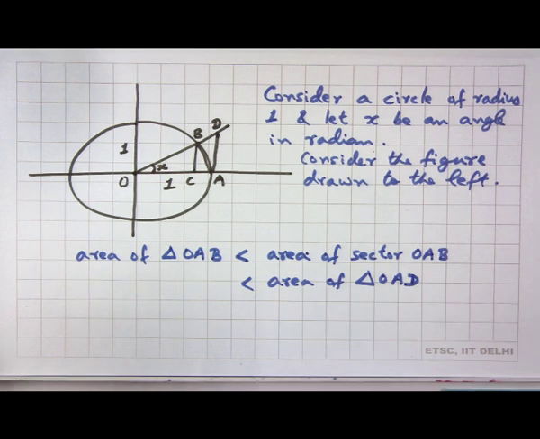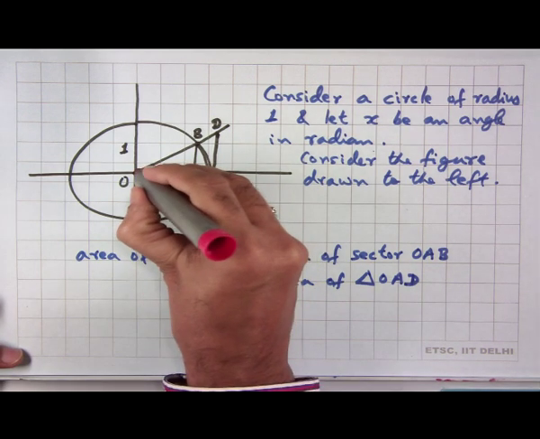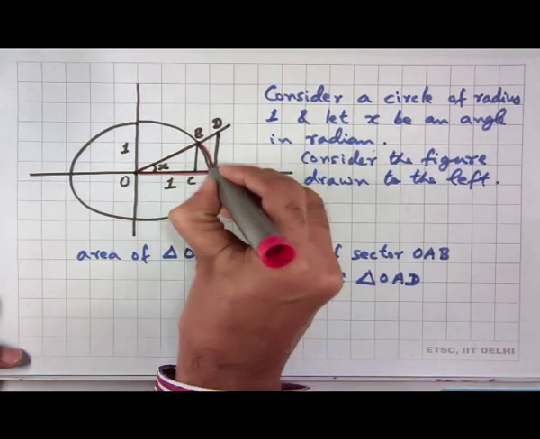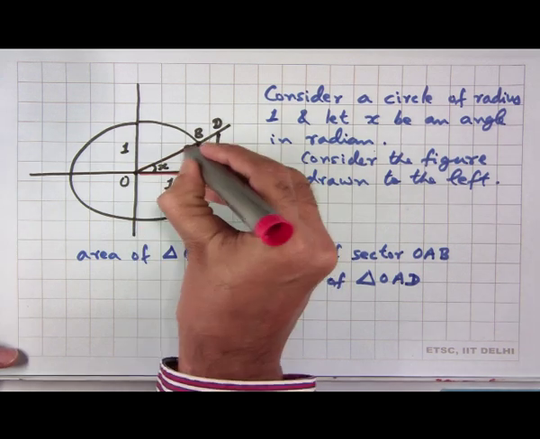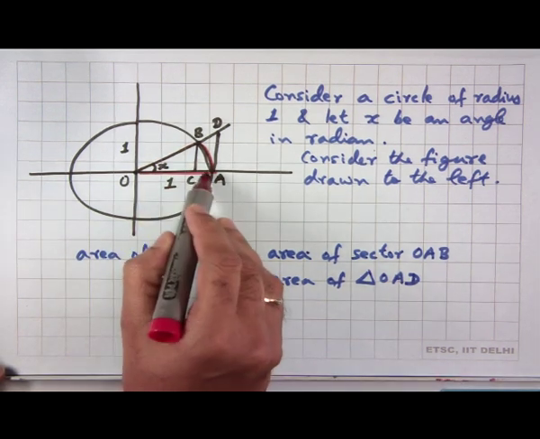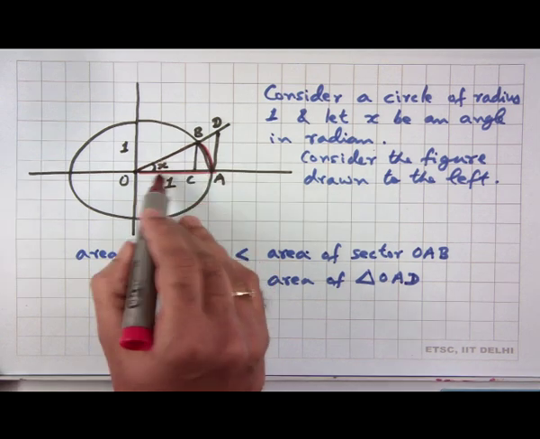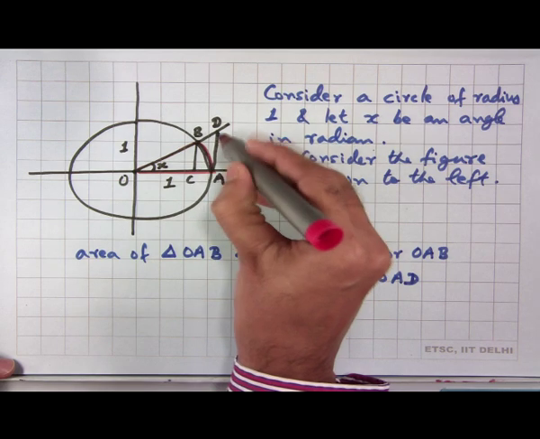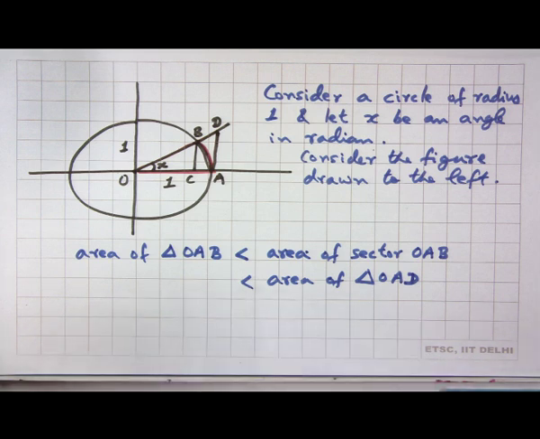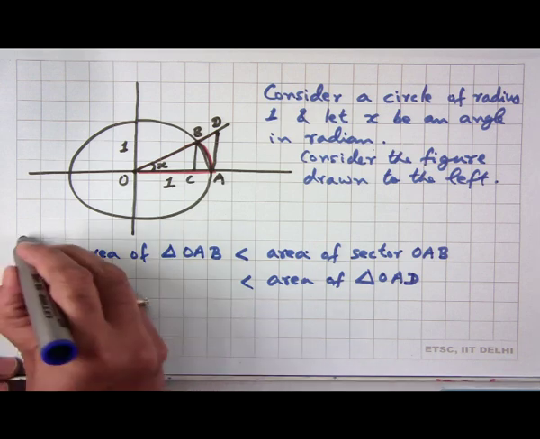Right. So, we have this is the sector, this is a fraction of the whole circle, and of course, the triangle OAB, this area is less than the area of this sector, and this sector is again contained strictly between this triangle OAD. So, we get this, right. Now, let us see what are these areas. So, we have this.